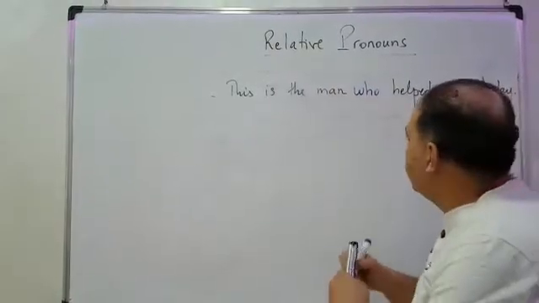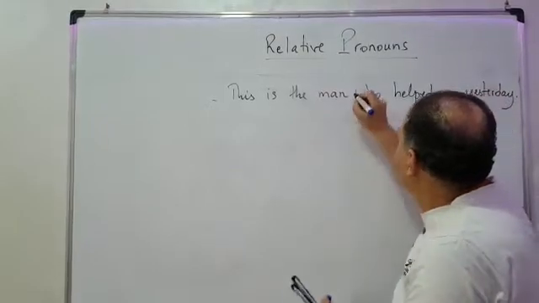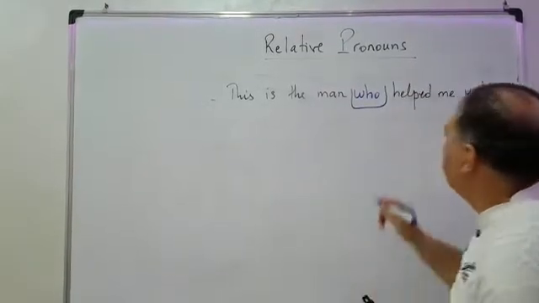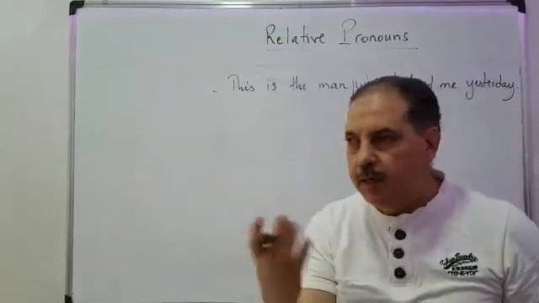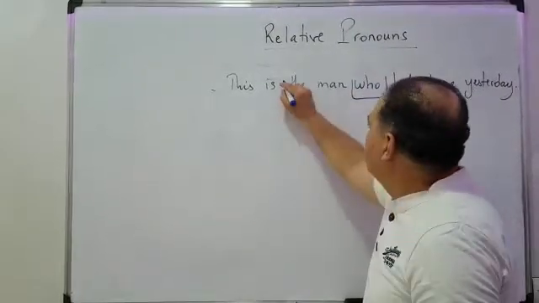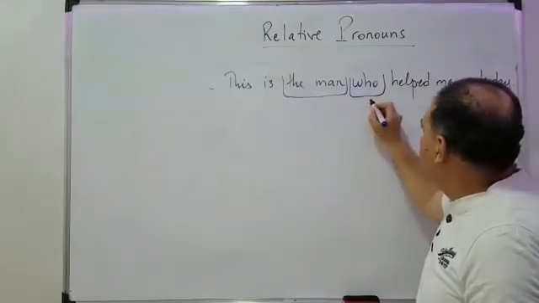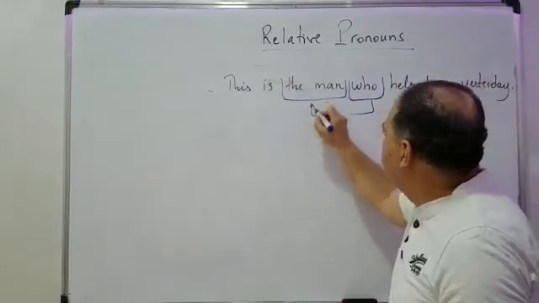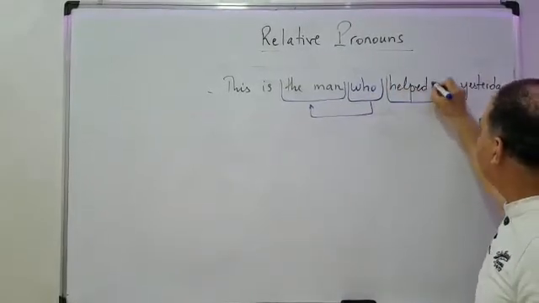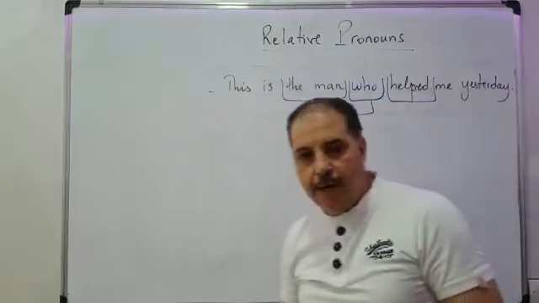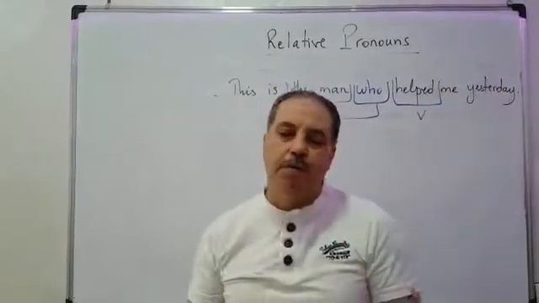So we can say that this is who. This who replaces what? It replaces the man. The man. So who replaces the man? And if we talk about helped, it's a verb. So what is the subject of the verb?